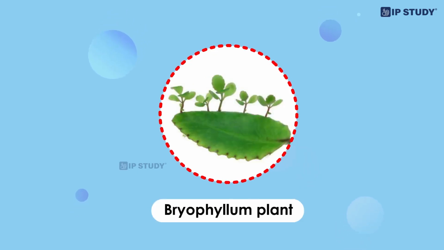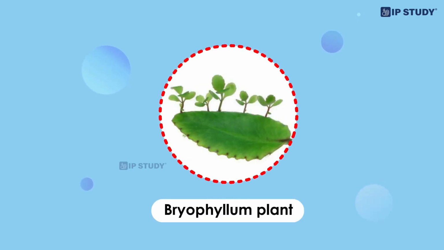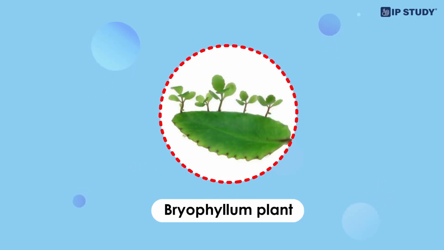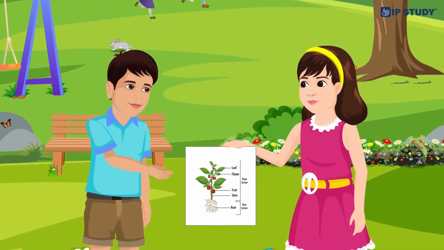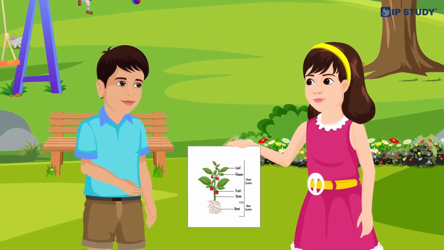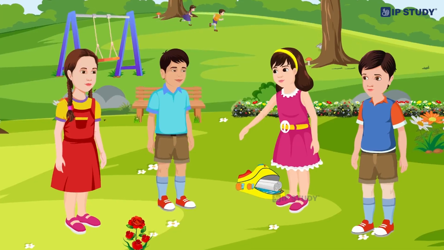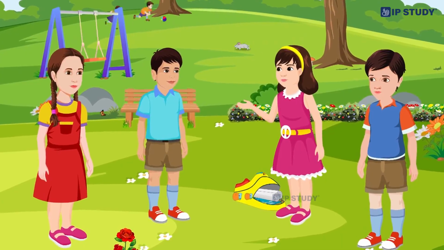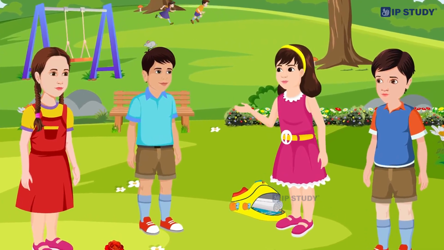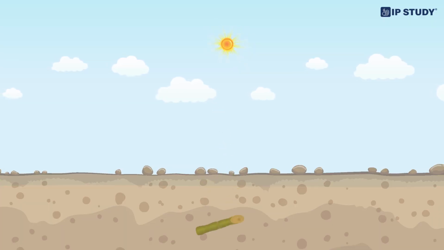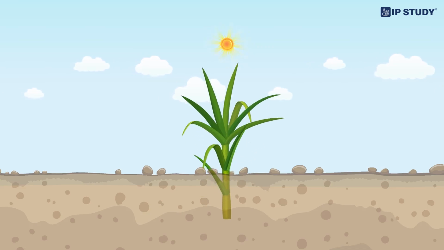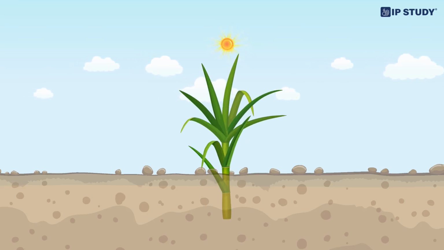As you see in Bryophyllum, a plant can grow into many new plants through its leaves. This is amazing. It's like Bryophyllum has some superpower of regeneration. Yes, you are right. But you know, some plants reproduce through stems. For example, you can plant a stem cutting from sugarcane and it will grow into a new sugarcane.